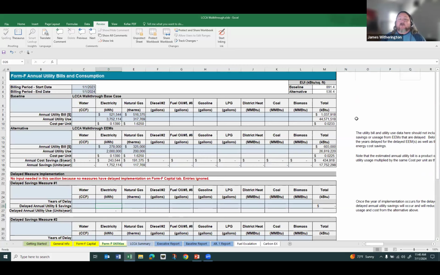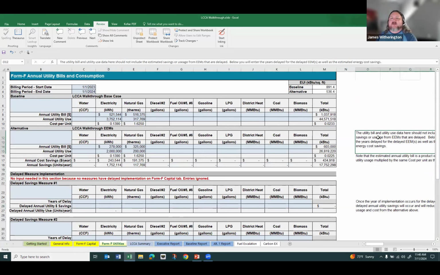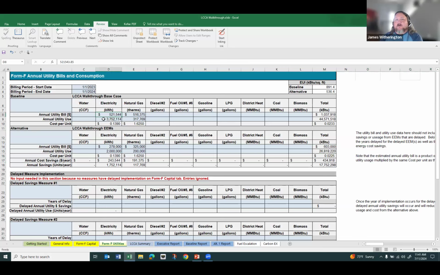So this is your Form F Utilities tab. I've printed a few notes here on what these sections are and how you should be including the cost. For our example, we have electricity and natural gas, so kilowatt hours and therms. This is your base case. So this is based on your annual utility bill and your annual utility usage for both of these, or whatever it may be, depending on your EEMs.